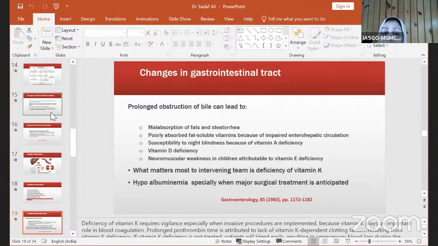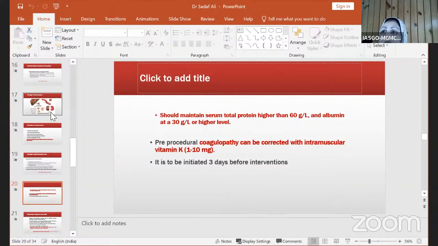Then there are complications or malabsorption issues which have to be tackled due to malabsorption of fat and fat-soluble vitamins. The most important of those, other than vitamin D, E deficiency, A deficiency, would be vitamin K deficiency, because a lot of hemostasis is dependent on vitamin K, as well as hypoalbuminemia, which is important, especially in the subset of patients whom you are planning to operate with a major surgical intervention.